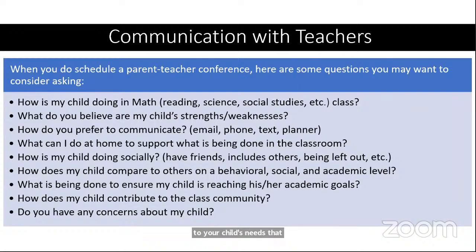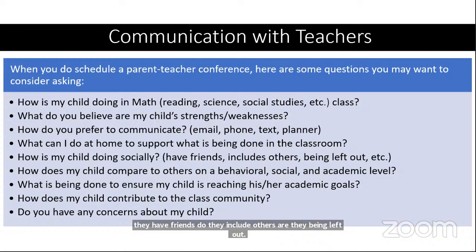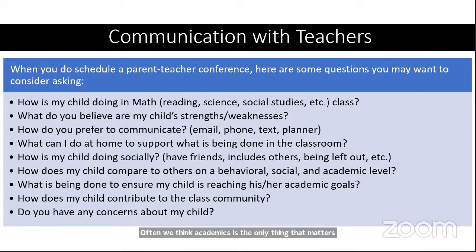The next question, how is my child doing socially? Do they have friends? Do they include others? Are they being left out? Often we think academics is the only thing that matters when it comes to school, but school is so much more than academics. Finding out the teacher's perspective of how your child is doing on a social level can really give important feedback. Not all kids have open dialogue about their school day with their parents, so asking this can be very insightful for you.